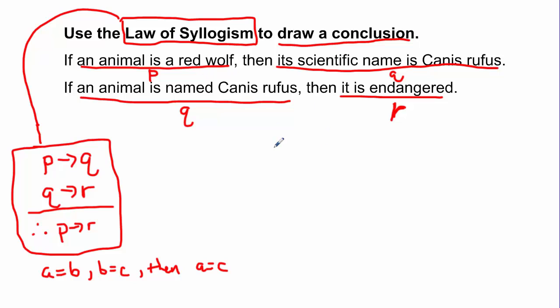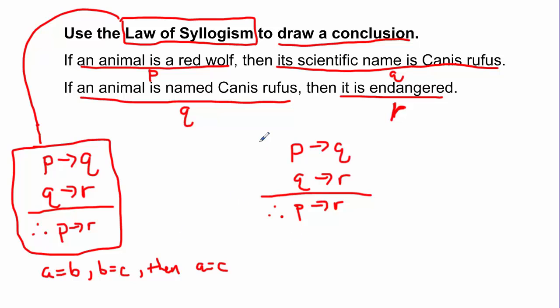I'm going to take this and put it into symbolic form down here. So my first conditional has this setup, P implies Q. My second conditional is Q implies R, right? And we're assuming both of these to be true because they're telling us to use the law of syllogism, so they have to be true. And my conclusion then, according to the setup, has to be that P implies R.